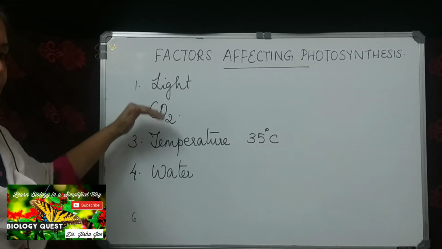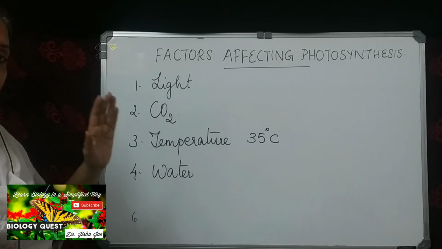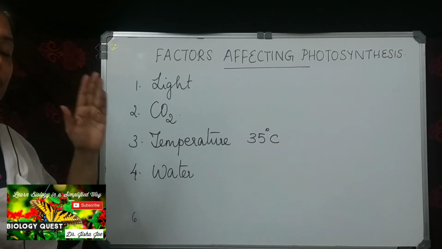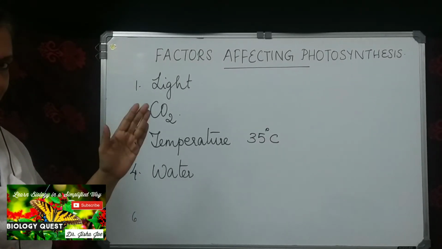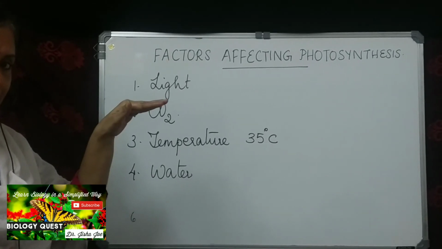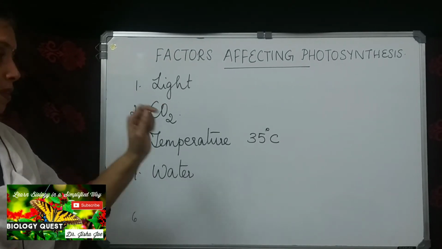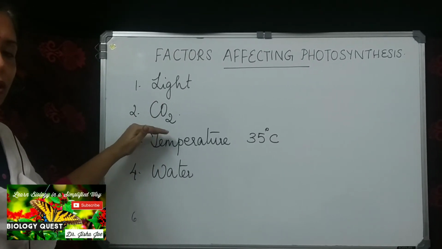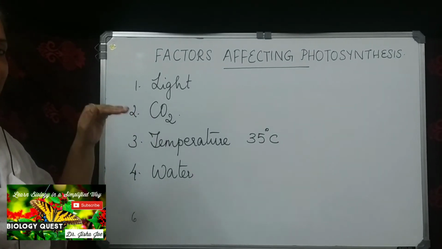So how are light and carbon dioxide related? The rate of photosynthesis will increase with increase in light intensity, but to a certain limit. What is this limit? It is the limit when carbon dioxide concentration acts as a limiting factor.